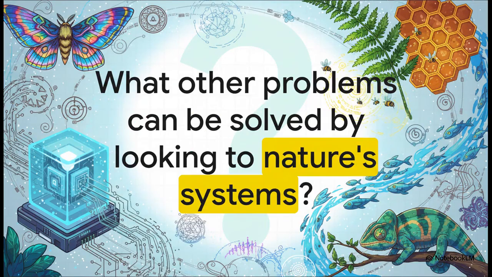And that really leaves you wondering, doesn't it? If the secret to building a better quantum computer was hidden in the flight path of a moth, what other amazing, elegant solutions are out there, right in front of us in the natural world, just waiting for us to notice?